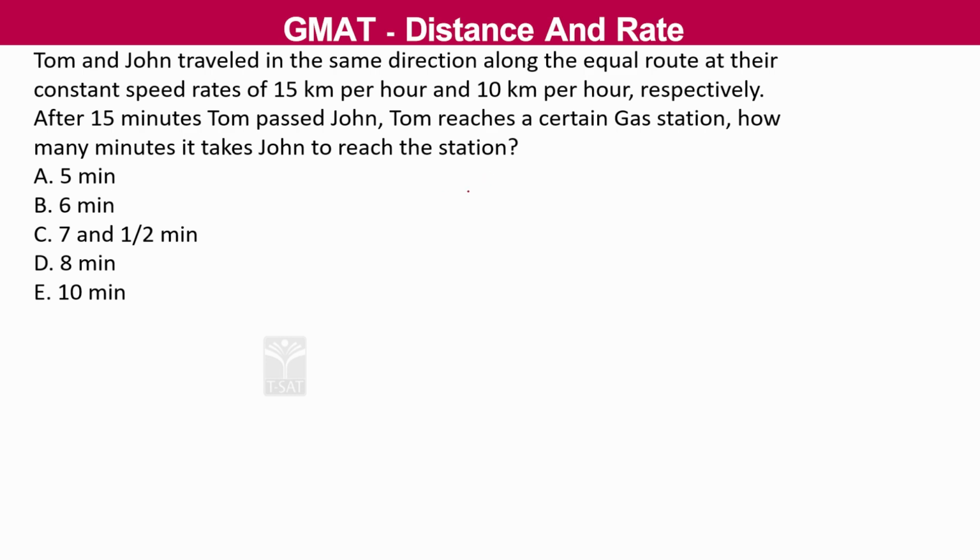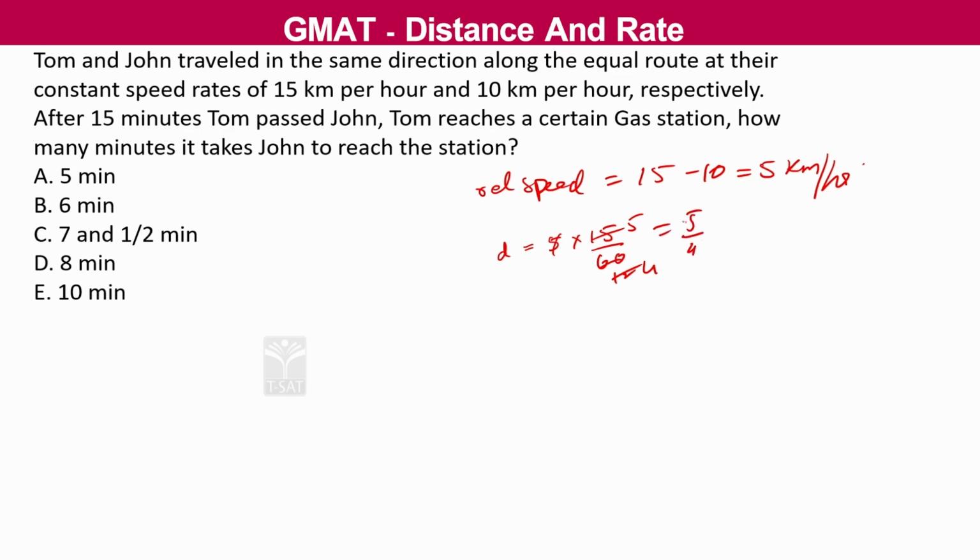So, since they are travelling in the same direction, the relative speed will be equal to 15 minus 10, that is equal to 5 kilometers per hour. And after 15 minutes, Tom passes John. So, since Tom is passing John, we need to check the distance that is covered in this time: 5 into 15 by 60, that is 5 into 1 by 4, which is equal to 5 by 4. Now what?